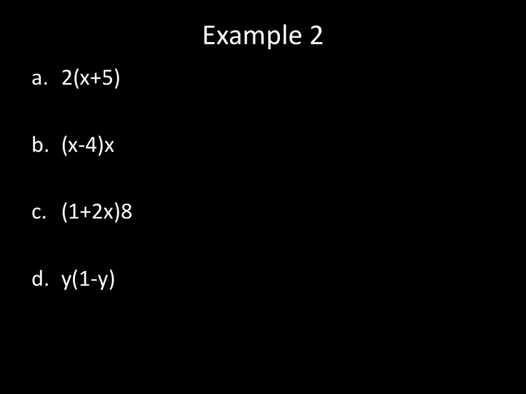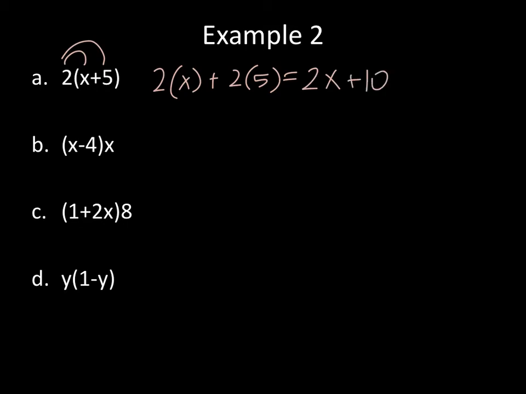Looking at example 2, we're actually going to do some more distribution here. 2x plus 2 times 5. I'm multiplying it to each of the ones on the inside and distributing it, right? From there, I'll just simplify. 2 times x is 2x, equal sign. Two times 5 is 10.